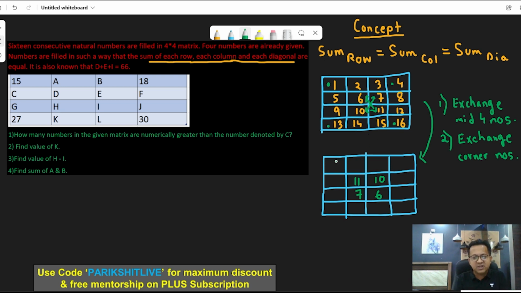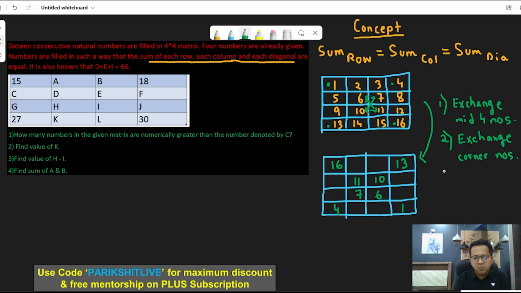So 1 and 16 exchange, meaning in place of 1, put 16. In place of 16, put 1. Similarly, 4 and 13. In place of 13, put 4. And in place of 4, put 13. Step 2 is also done.